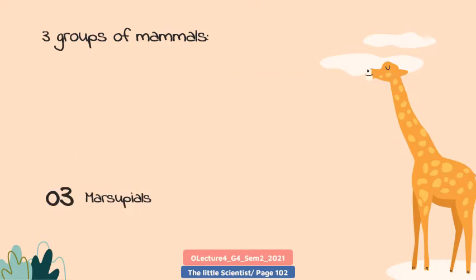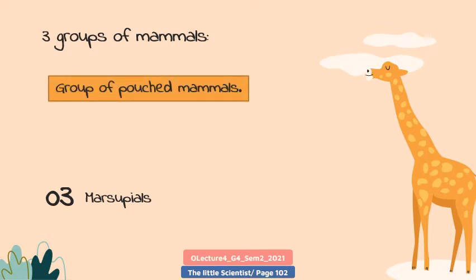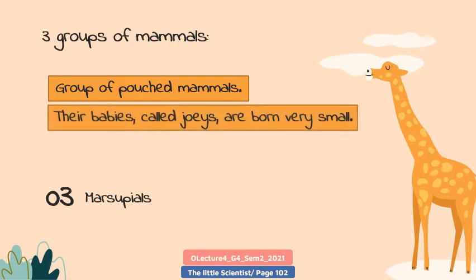Marsupials are the 3rd group of mammals. They are the group of pouched mammals, meaning that the mom, the female marsupial, has a pouch. It's like a pocket to put its young inside. The young are born in an immature state. They are born too young and they need to stay in their mom's pouch to grow. The mom feeds its young, or its joey, milk.